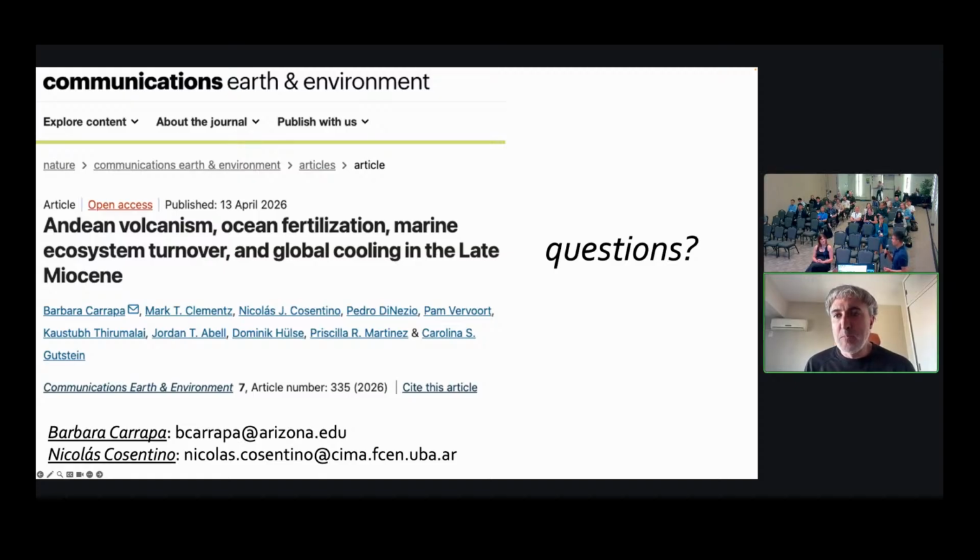Could you speculate if you run a similar simulation, say with a Miocene boundary condition, should we expect a bigger CO2 response?